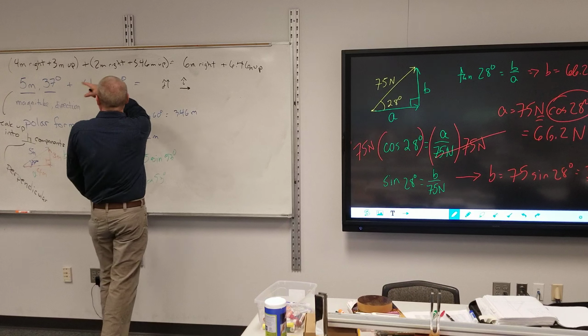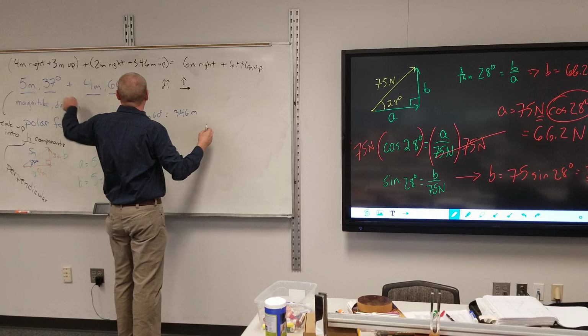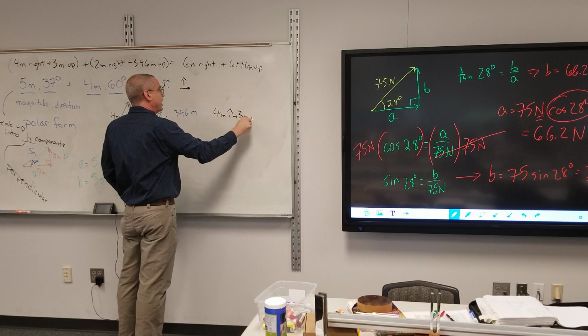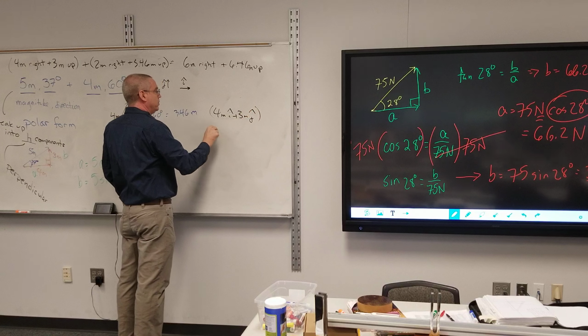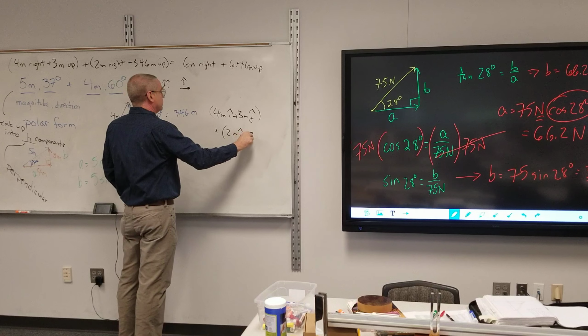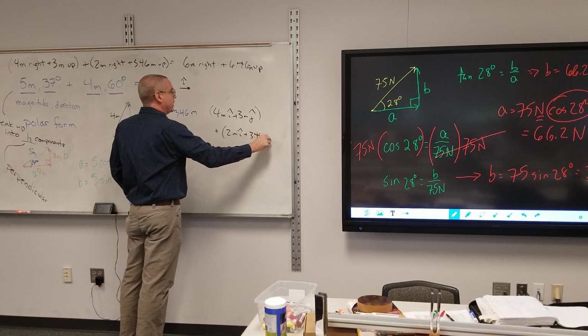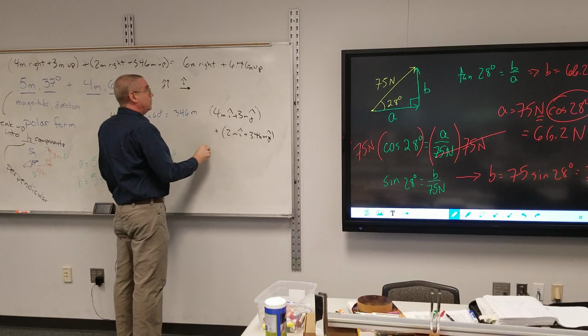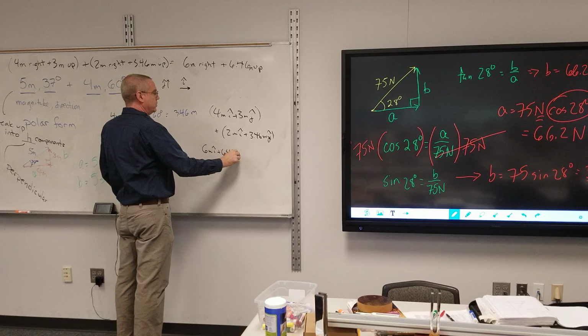So instead of writing all that stuff out, my problem here becomes 4 meters I hat plus 3 meters J hat. That's the first one, plus 2 meters I hat plus 3.46 meters J hat. And we end up with 6 meters I hat plus 6.46 meters J hat.